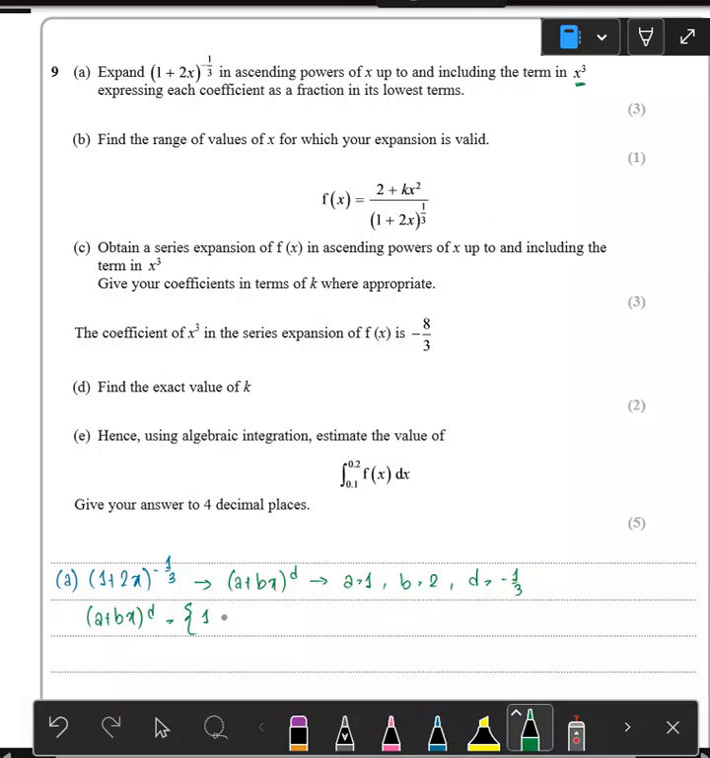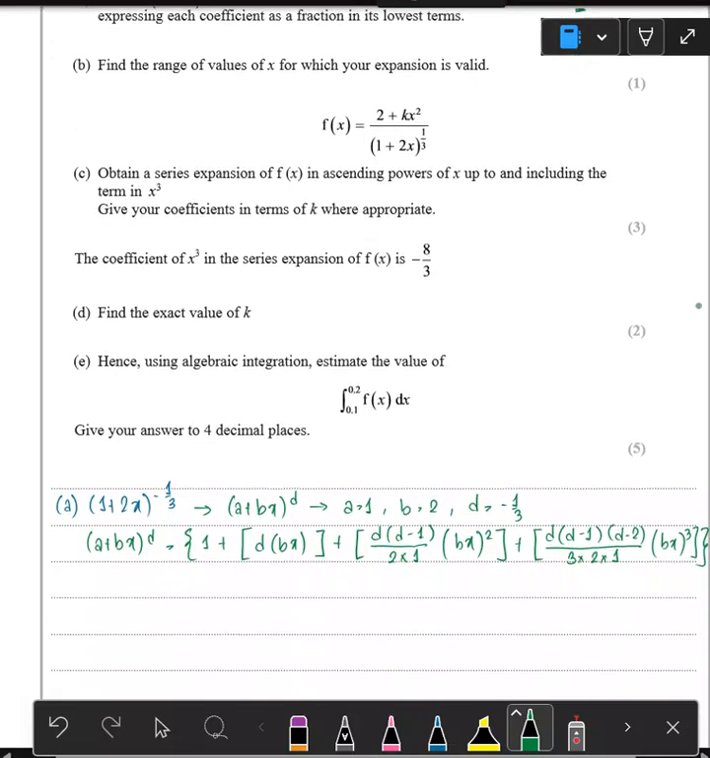At first I will write the first term, which is 1, plus d multiplied by bx, plus d multiplied by d minus 1, where d is the index here and b is 2, divided by 2 factorial, or you can write it as 2 multiplied by 1, multiplied by bx to the power 2, plus d multiplied by d minus 1 multiplied by d minus 2, divided by, this time, 3 factorial, or 3 multiplied by 2 multiplied by 1, multiplied by bx cubed, and the bracket closes here.